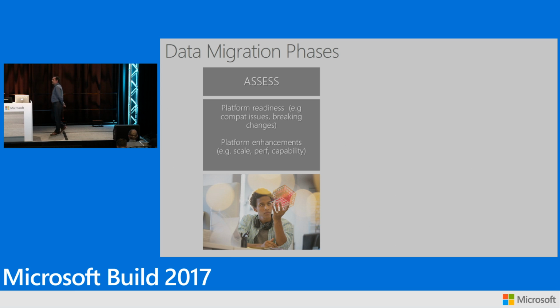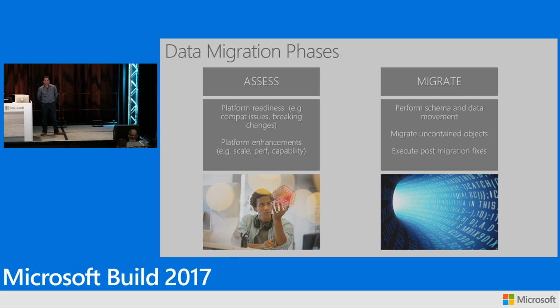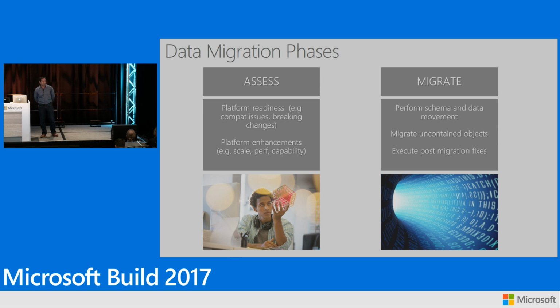Once you've done the assessment phase, it's time to migrate data. In this, you're performing the schema migration and the data migration. Once you have that, you have to migrate your server objects, things like certificates, encryption keys, logins, any code packages that are needed for your app to run along with the database. Once all that is done, there's always post-migration fixes, things that you need to tune up to make your app work, to make your database work at par or at better than what it was when it was on-prem.